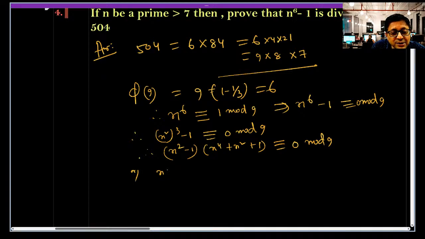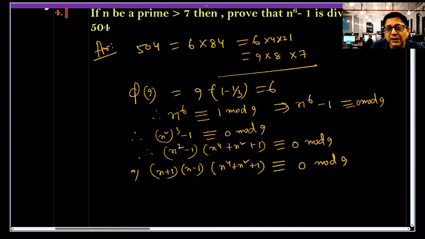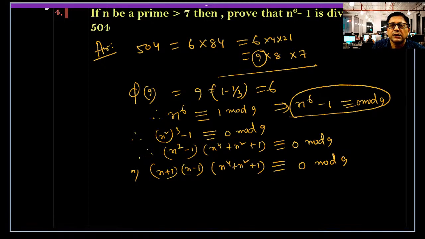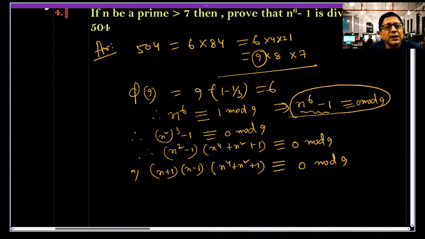Can you prove anything else? n plus 1, n minus 1 is congruent with 0 mod 9. So divisibility by 9 is ensured. The number n to the power 6 minus 1 is divisible by 9, and from there we are getting this. Now if you can prove that this thing is divisible by 7, it is done. This thing divisible by 8, then also it is done.